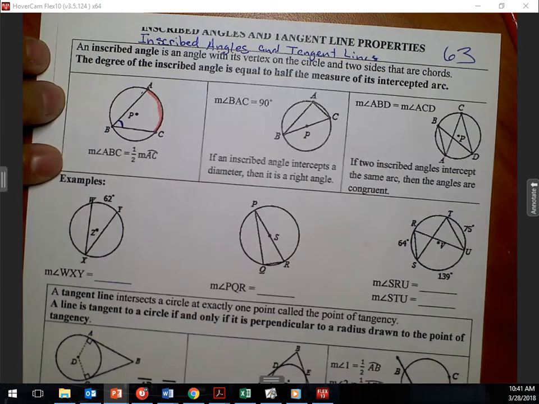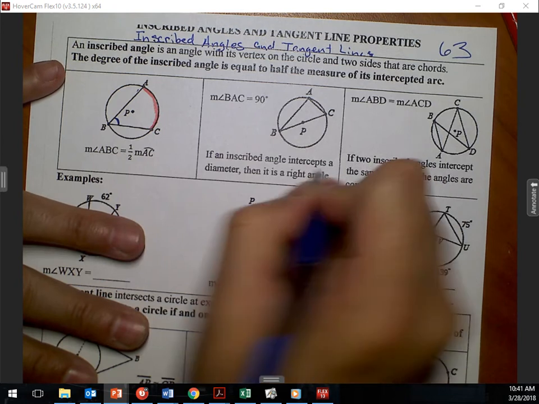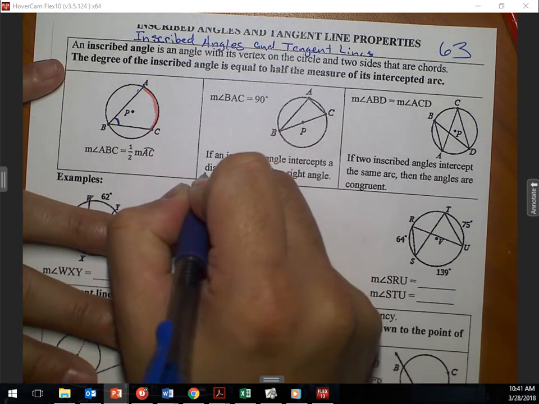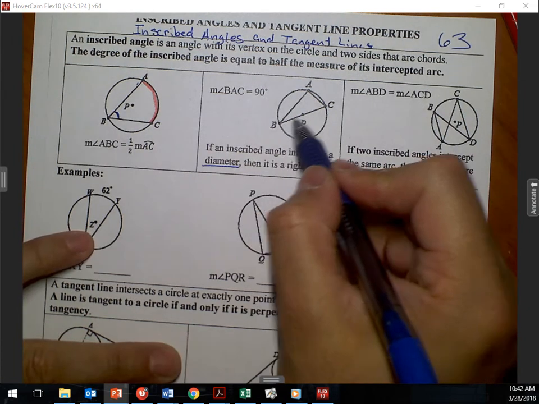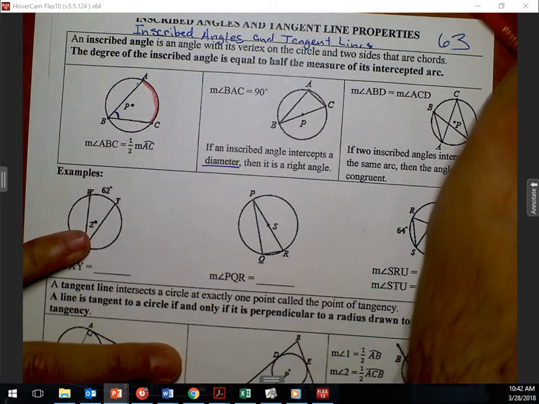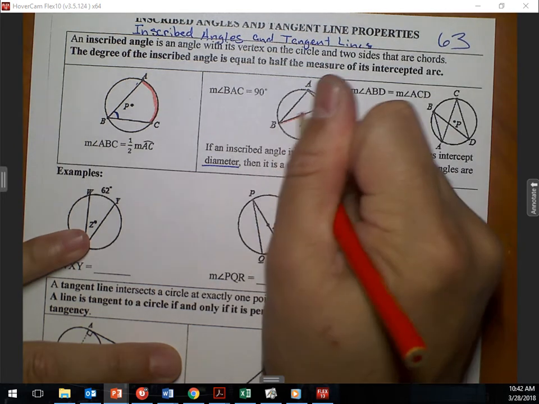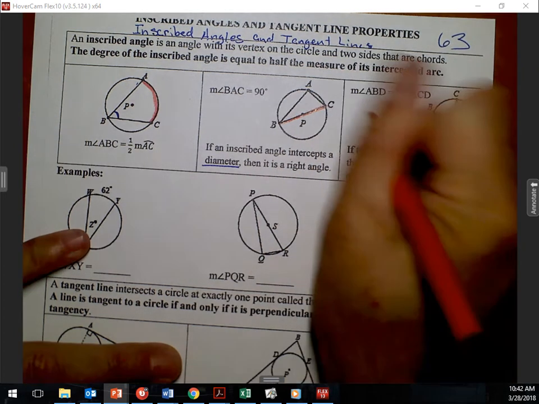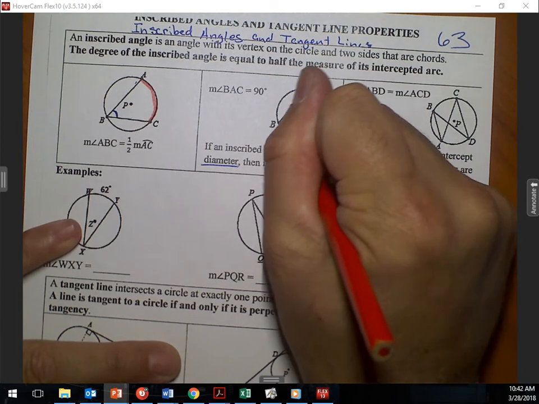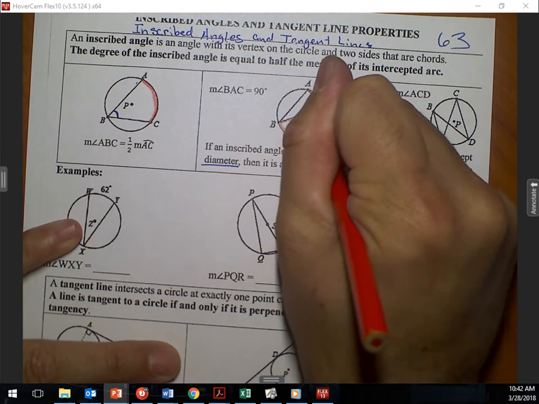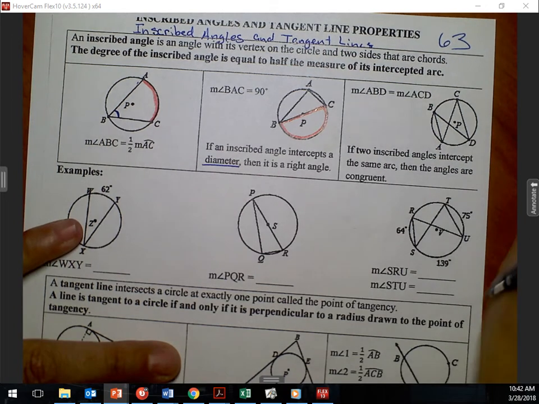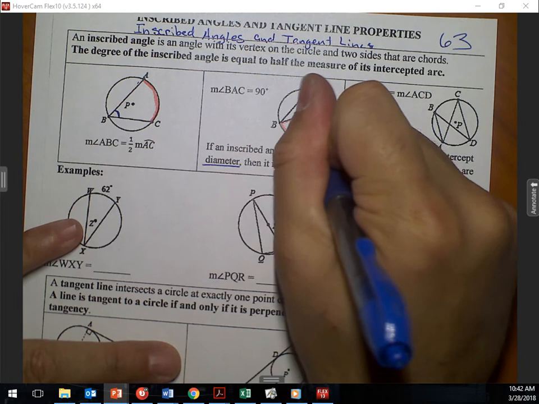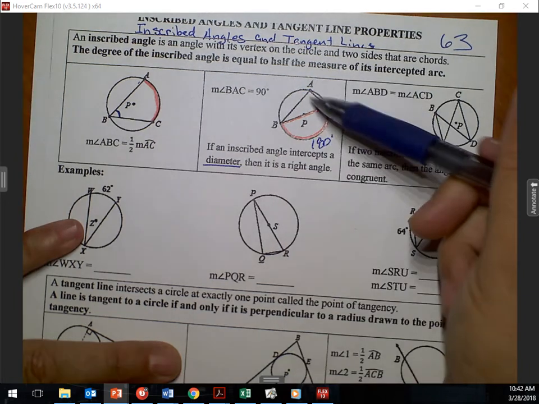Okay? So now, the next thing has to do with an inscribed angle that intercepts a diameter. What is a diameter? It's the length across, across both sides, right? It's twice the radius. So this is the diameter. Across my diameter means that all this right here is half a circle. If a whole circle is 360, what is half a circle? 180, very good. It's going to be 180 because of that.